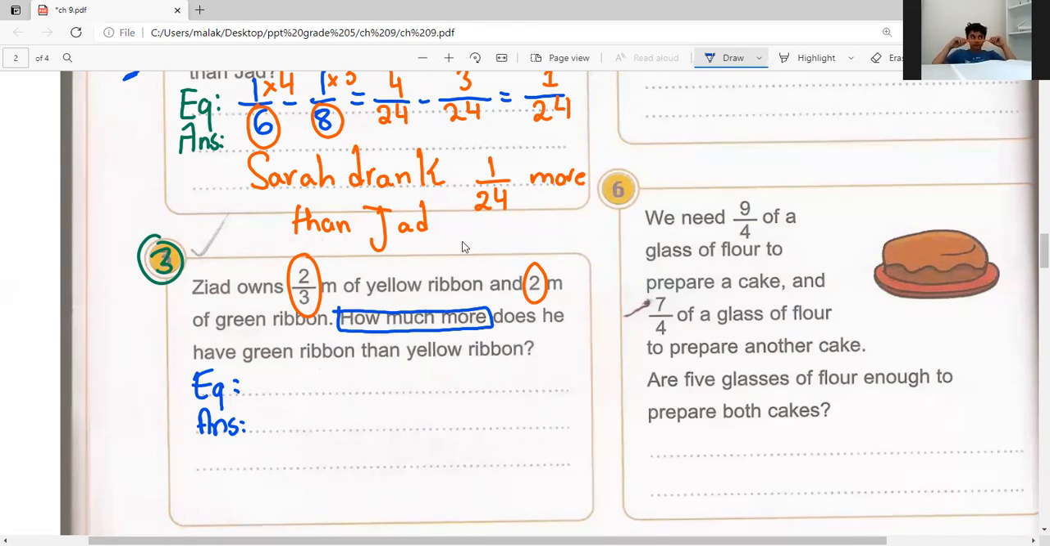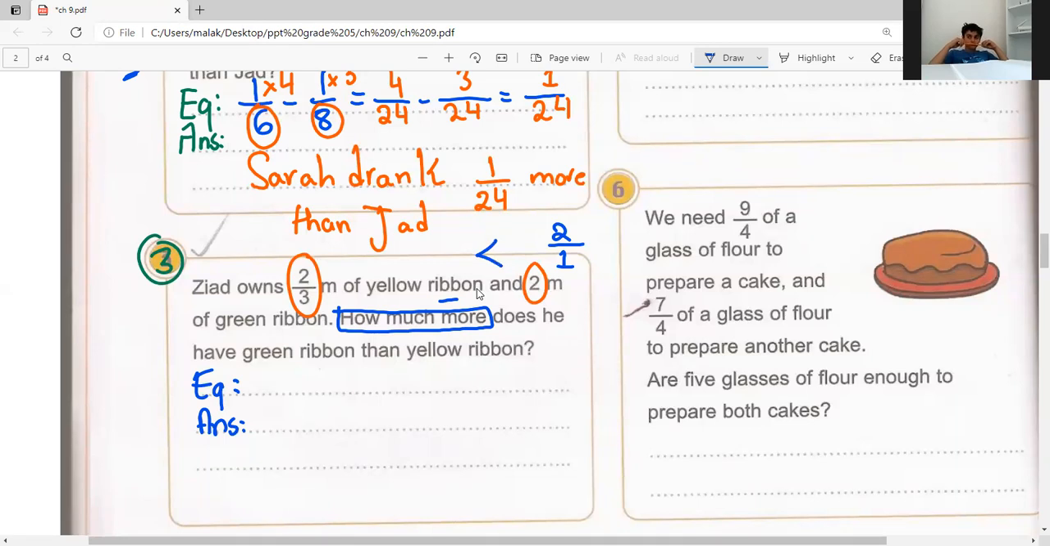Minus. Exactly. So I'm asking you to find the difference between both. One is bigger than the second by how much? So we are finding the difference between both. And why is the green ribbon more than the yellow ribbon? Why is 2 more than 2 out of 3? How do we change 2 as a fraction? It's the same as 2 over what? Over 1. 2 over 1, exactly. 2 is the same as 2 over 1. Okay. How do we compare 2 over 1 and 2 over 3? Why is 2 over 1, the green ribbon, more than 2 out of 3?